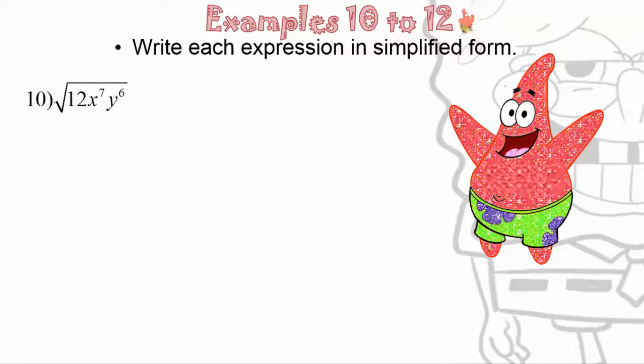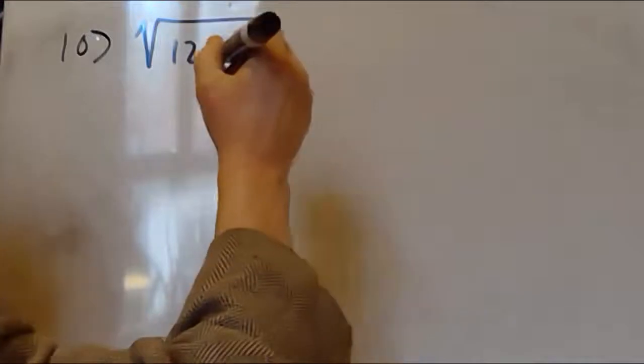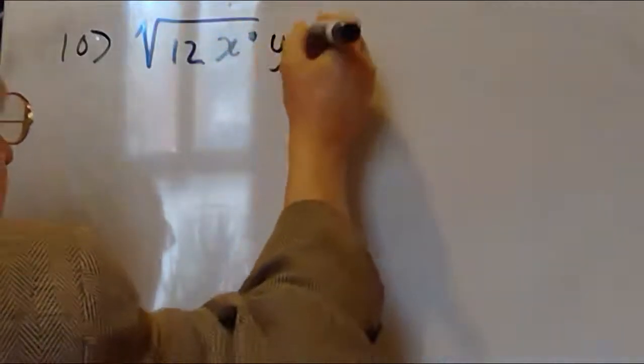In example number 10, we're asked to write the square root of 12, x to the 7th, y to the 6th in simplified form. So let us go over to the whiteboard and work this one out. So let's look at example number 10. And that's going to be 12, x to the 7, y to the 6.